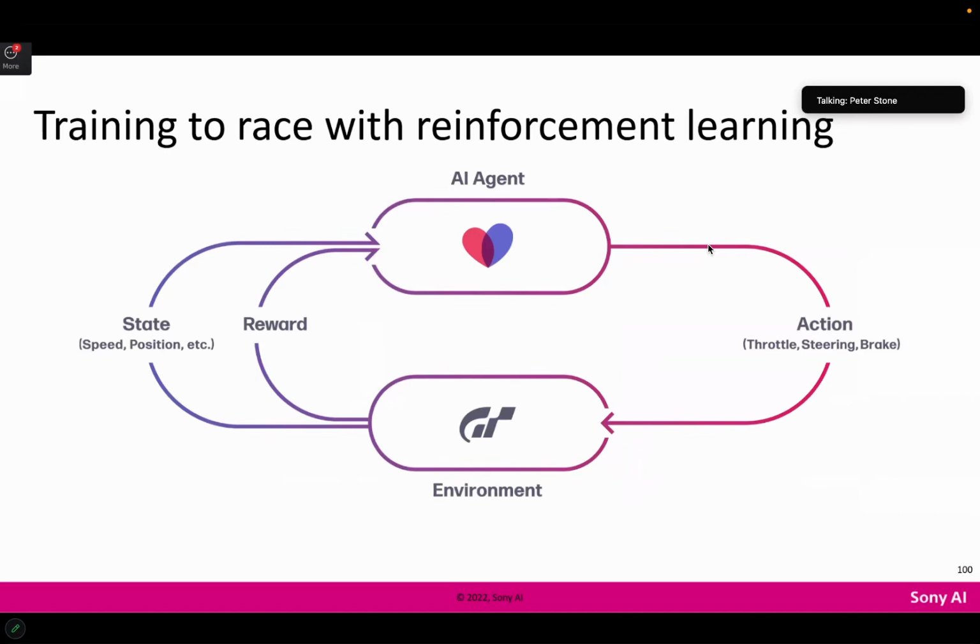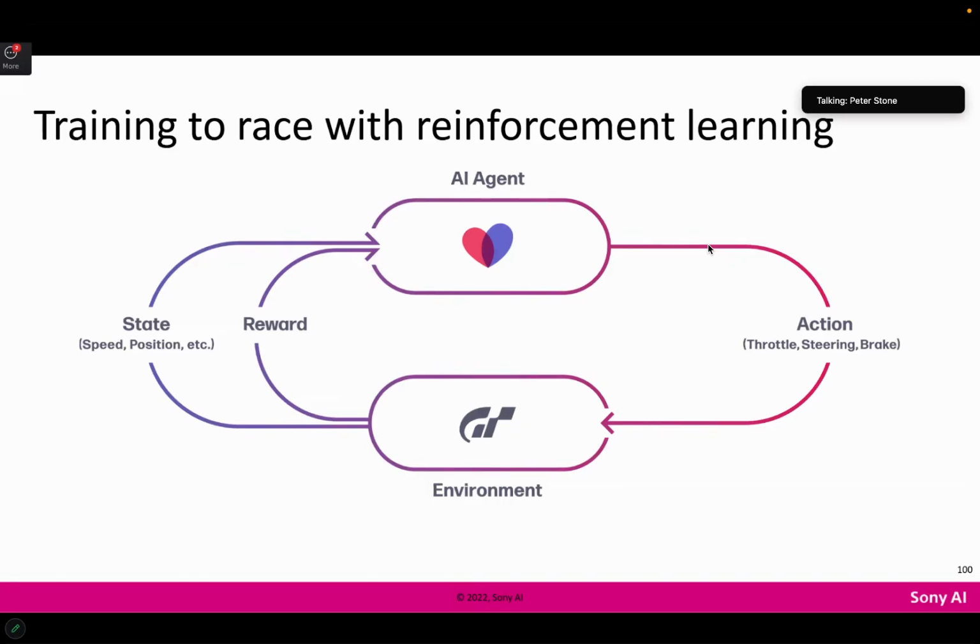So the high-level approach was really an end-to-end deep reinforcement learning approach, where this is the typical reinforcement learning environment diagram, where the agent is sending actions, throttle, steering, and brake, to the environment, getting a reward and then a new state, and just continuing in this loop.